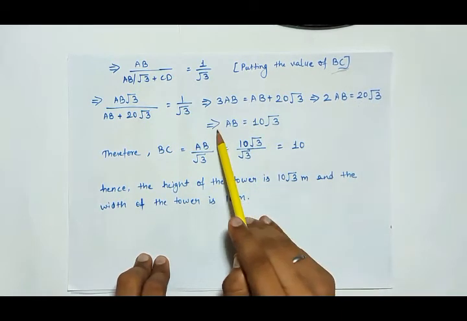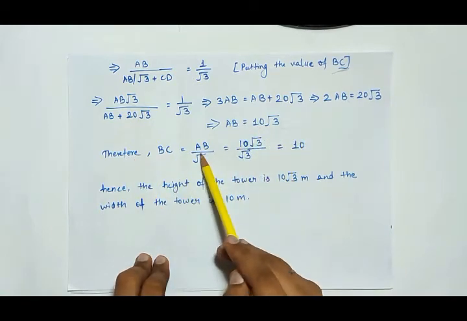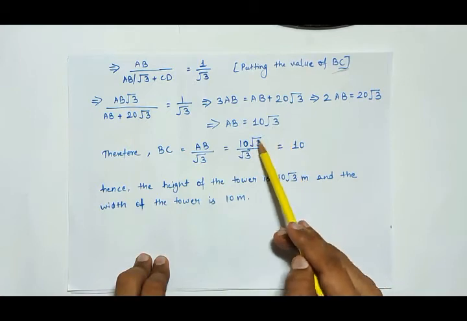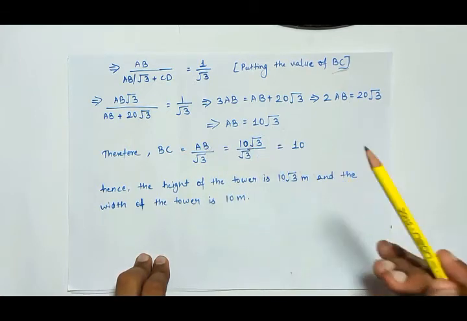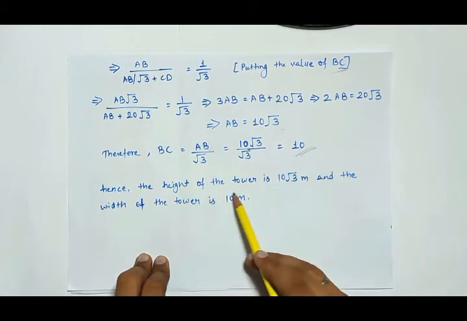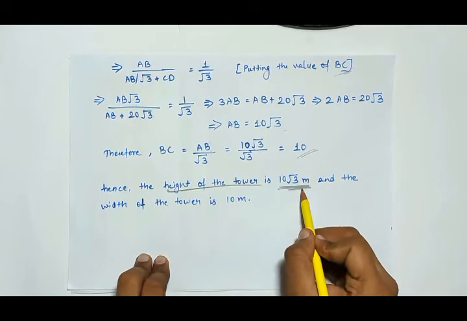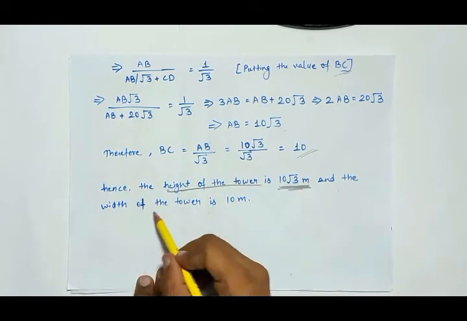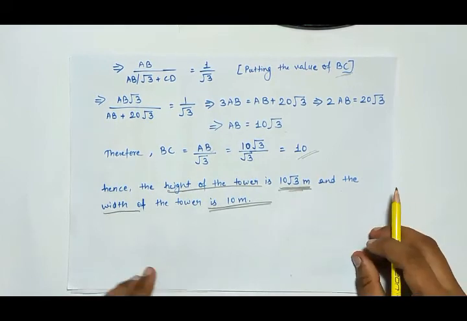So AB is equal to 10 root 3. Therefore BC is AB upon root 3, which is 10 root 3 upon root 3, equal to 10. Hence the height of the tower is 10 root 3 meter. The height of the tower is 10 root 3 meter and the width of the canal is 10 meter. This is the width, this is the height.